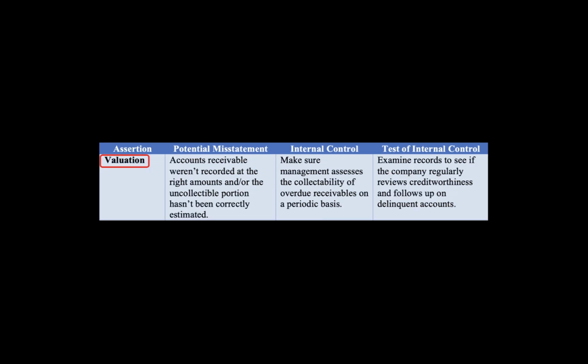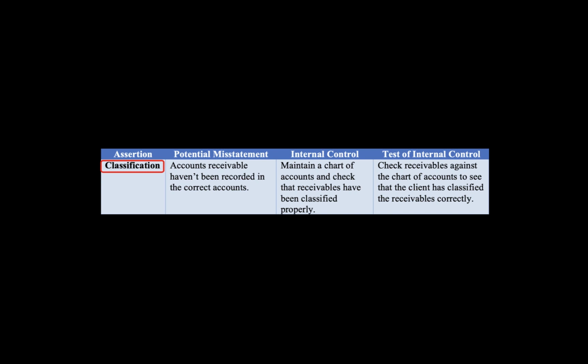For valuation, the auditor should verify that the company regularly updates its credit records and takes action on delinquent accounts. And finally, when it comes to classification, the auditor should check the chart of accounts to see whether the client is classifying its receivables correctly.